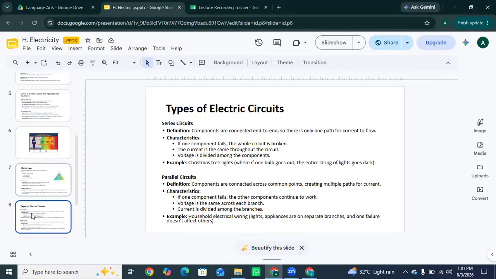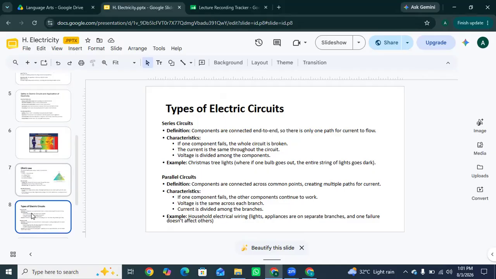So we have two types of circuits: series circuit and parallel circuit. In a series circuit, components are connected end to end in a single loop, so there is only one path for current to flow. If one bulb breaks, the entire loop is broken and all bulbs turn off, and voltage is split among the bulbs. For example, old Christmas tree lights.